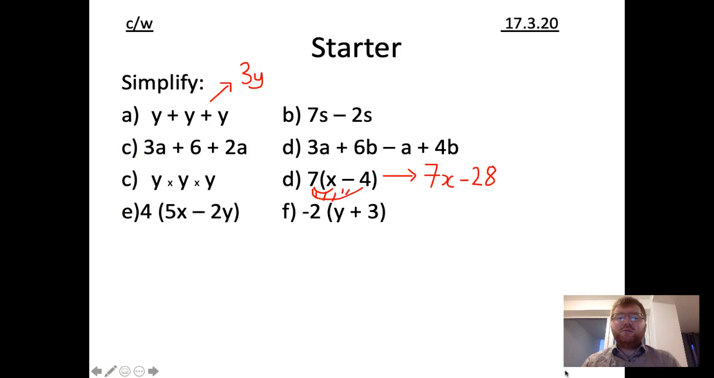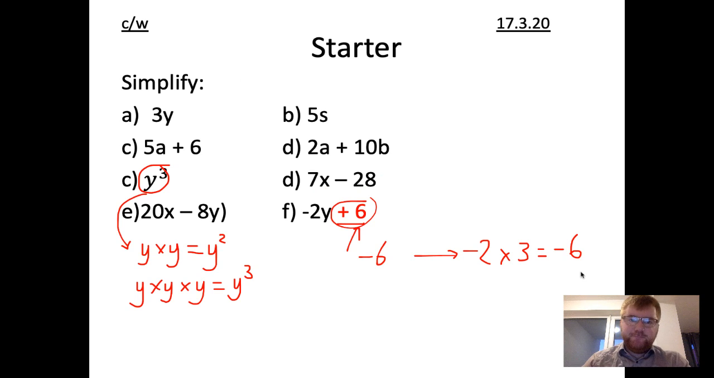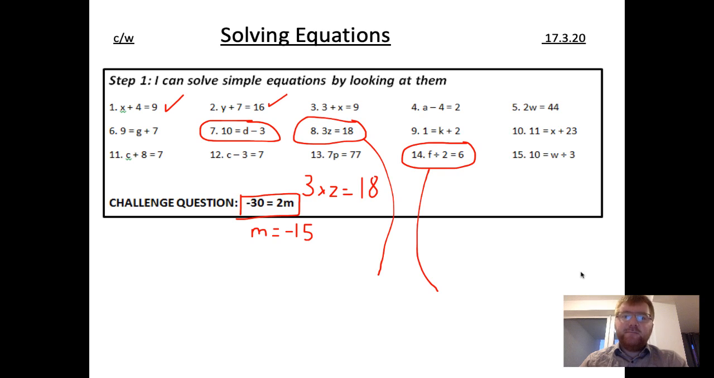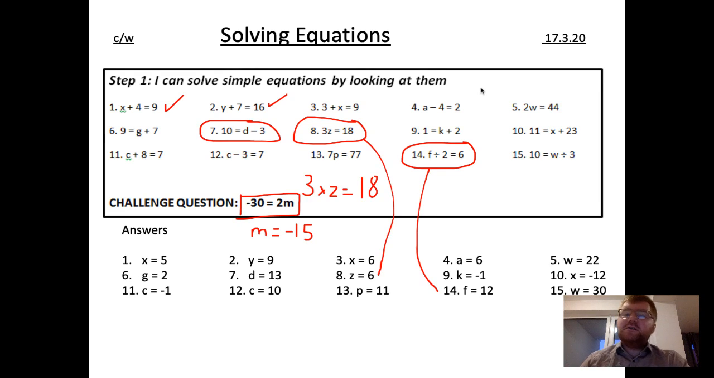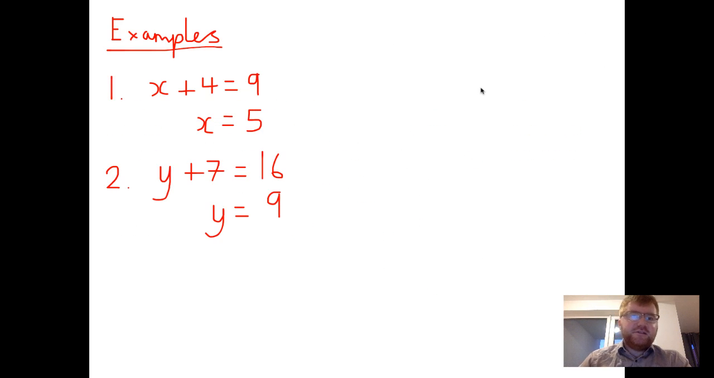And just to remind us what we did last lesson, what we did yesterday. We had our starter to reinforce our knowledge of collecting like terms and expanding brackets, and we went through the answers briefly. Then we did our step 1, which was to solve equations by looking at them. So if we take question 4, for example, something minus 4 is 2, well, the something has to be 6 for that to make sense. And I gave you the answers to those, so you can check your work and mark it as we go along. And we had some examples of that.